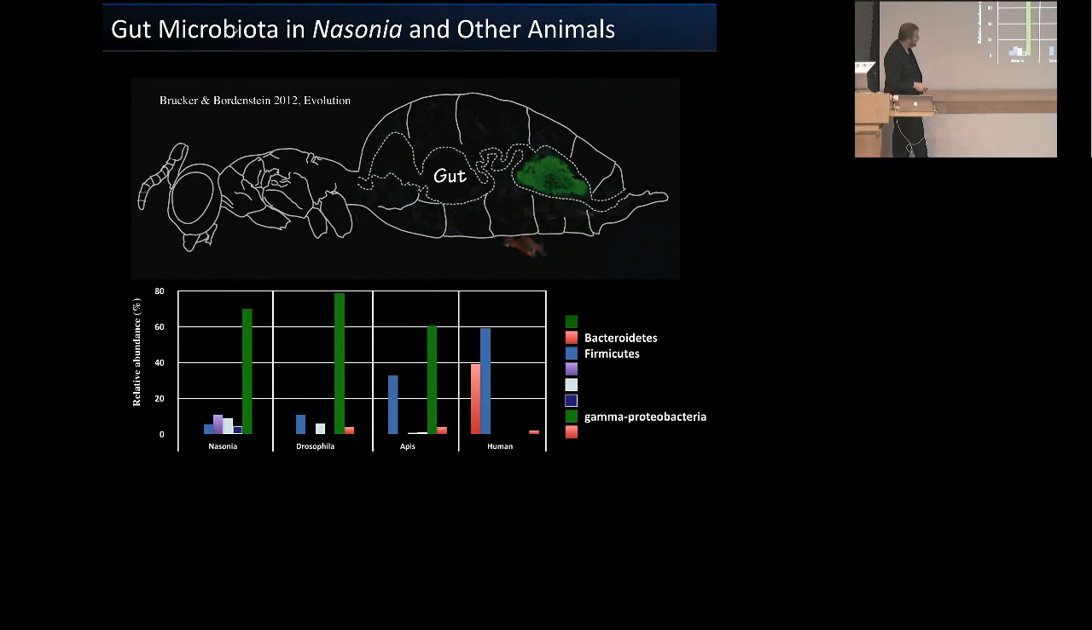And these are just a few examples of three insects, Nasonia, Drosophila, and Apis, and then humans. So in Nasonia, Drosophila, and Apis, you'll see that the predominant set of microbes are gamma proteobacteria. This tends to be a common feature among insects. Whereas in mammals, they tend to have Firmicutes and Bacteroidetes. So already at the mammalian-insect division, there's some kind of host specificity between microbes and their hosts. That is, insects tend to harbor gammas, and mammals tend to harbor Firmicutes and Bacteroidetes. All right.